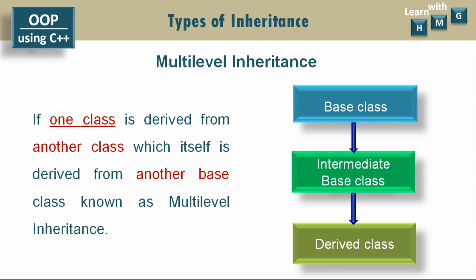So like this, if you see this diagram, there are 2 levels. At first level base class and intermediate base class, and second level is of intermediate base class and derived class. So this is nothing but multi-level inheritance, and these levels can be extended further up to any number of levels. Here this diagram indicates 2 levels. Okay, so we can extend further up to n number of levels also.